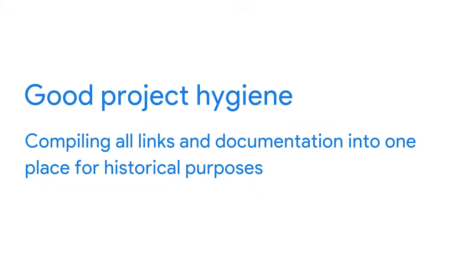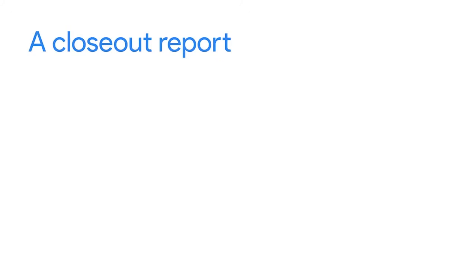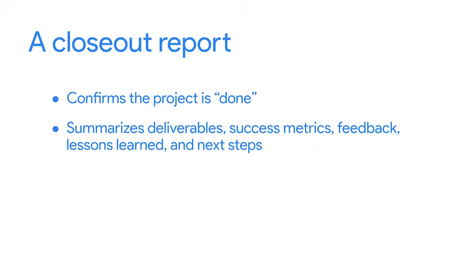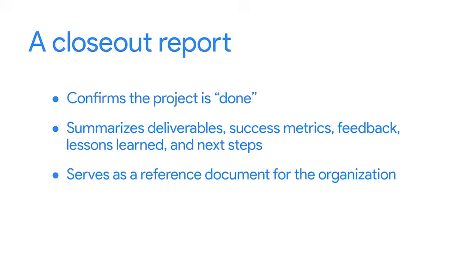One of those tasks is to create a closeout report. The closeout report is a great opportunity to compile all links and documentation into one place, a practice we like to call good project hygiene. The closeout report is also a time for reflection on your team's performance, and it helps your team ensure every task was completed. A closeout report confirms the project is done, summarizes deliverables, success metrics, feedback, lessons learned, and next steps, and serves as a reference document for the organization.